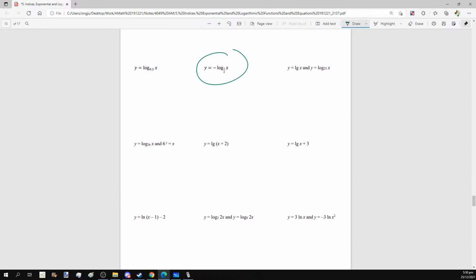Okay, next problem over here. Now over here, there's a negative, so we expect a flip. There's a half, so we expect a flip. Therefore, the flip will undo the flip, and we will get a very normal graph like that. The end.